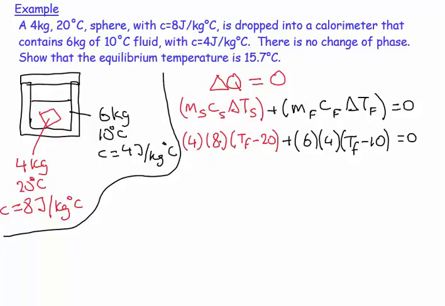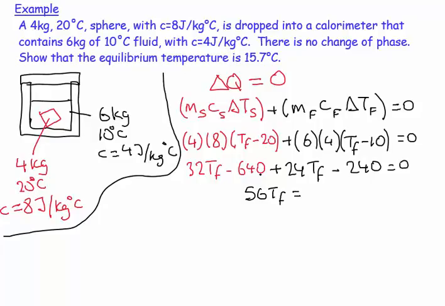So if I come here, I can say 3 8s are 24, 4 8s are 32. I have 32 TF minus 640, added to 6 4s are 24, 24 TF minus 240 equals 0. Let's just do it in black from now on. 32 and 24 is 56. 56 TF is equal to, let's take these two numbers to the other side. They're both negative on this side, so they become positive on the other. That's going to be 880. So TF, the final temperature, will equal 880 over 56, which will equal 15.71.